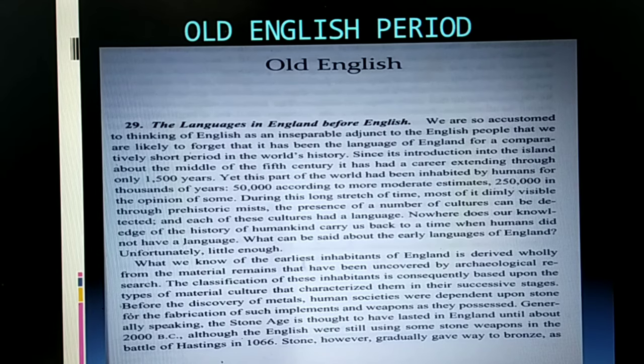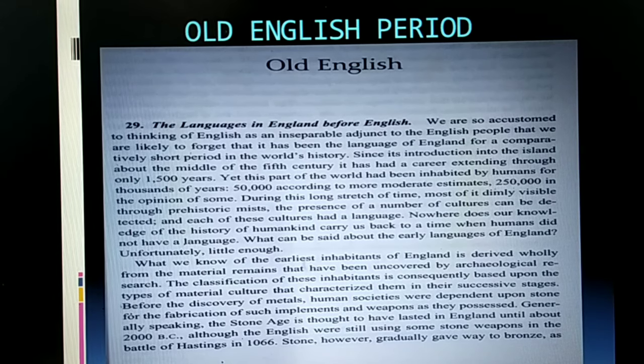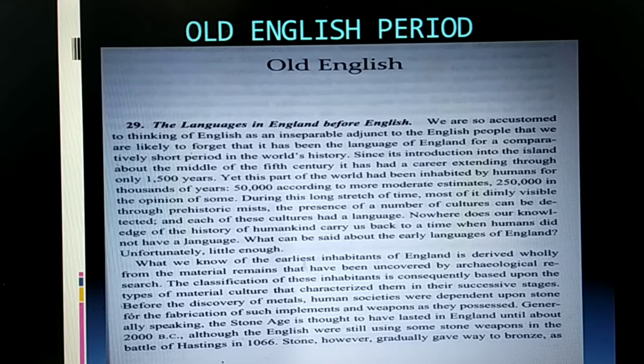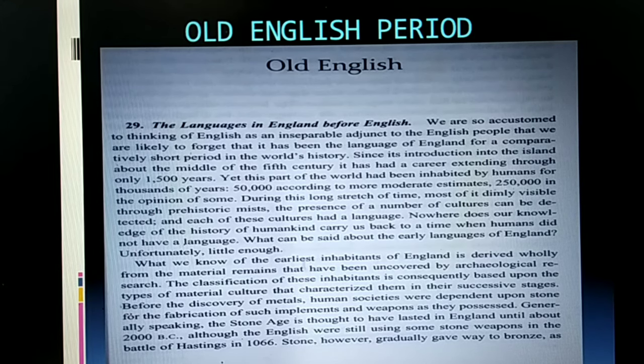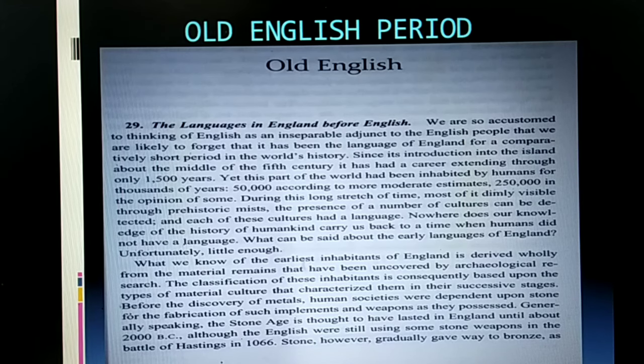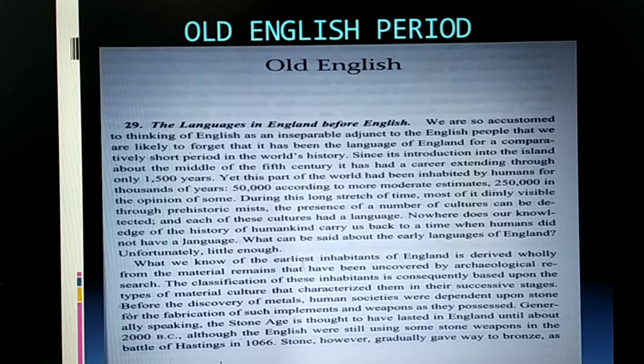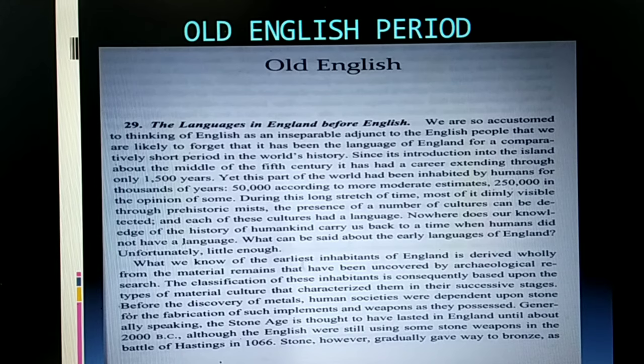We continue our discussion of the history of the English language. This is the third lecture in this series, and today we are discussing the early history of the English language. And in this section, we look at the languages in England before English.